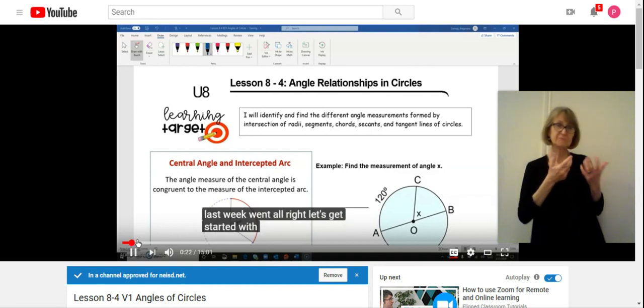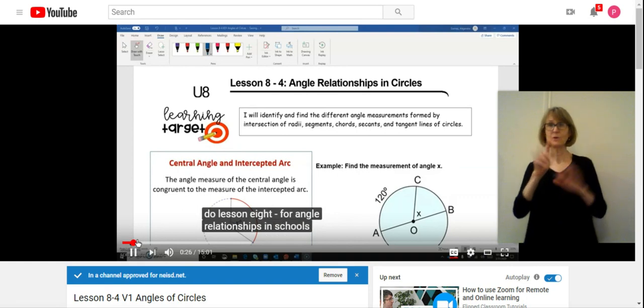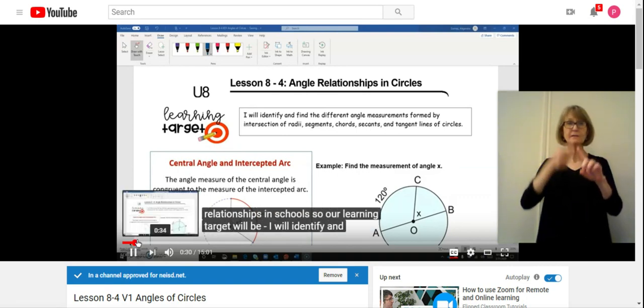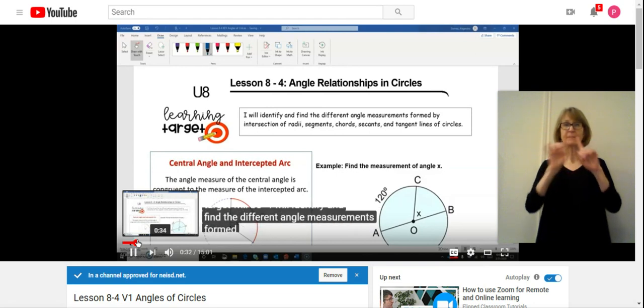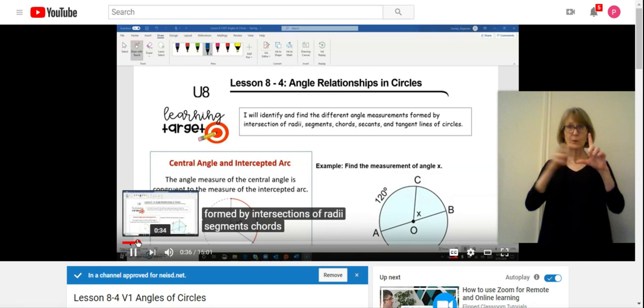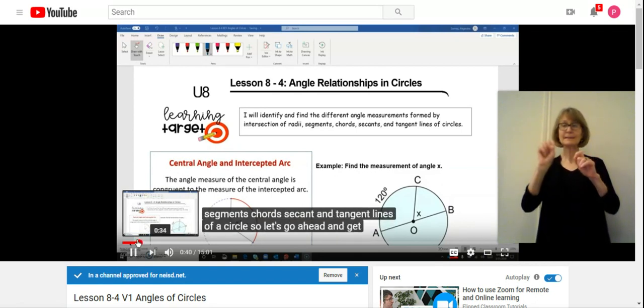All right, let's get started with the lesson. We're going to do lesson 8-4, angle relationships in circles. So our learning target will be: I will identify and find the different angle measurements formed by intersections of radii, segments, chords, secants, and tangent lines of a circle. So let's go ahead and get started.